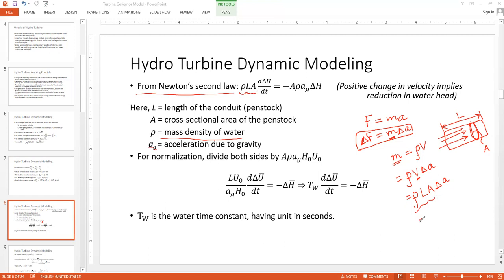And then what is acceleration? Simply acceleration is d, what is your velocity? U over dt. So you see, we have already got the left hand side of the expression done. And that is coming in this manner. So this is actually this part.